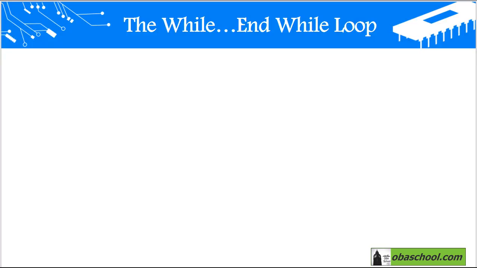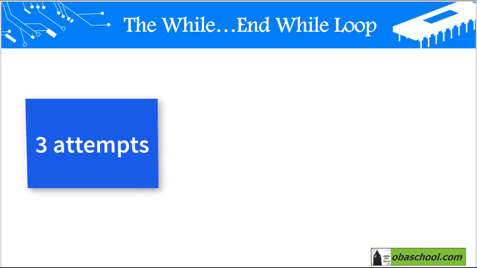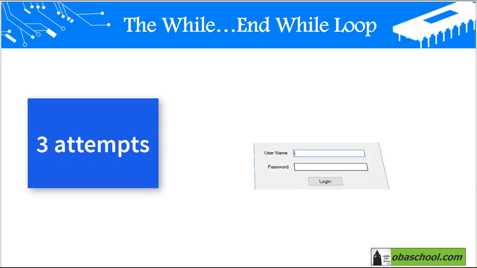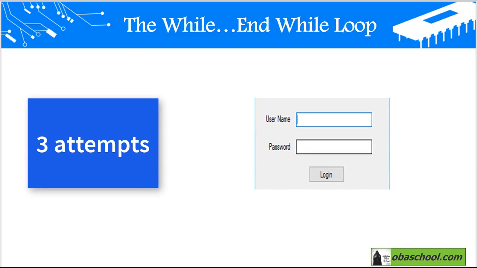Suppose you need to write an algorithm which gives a user exactly 3 attempts to enter their username correctly. You can assume the computer has the correct username in a variable called correct name.